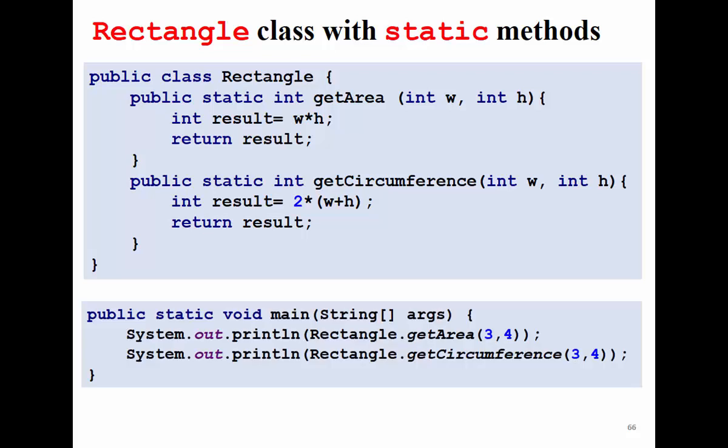You can see here on the main, I can use Rectangle, the name of the class, dot get area. Why can I use this? I didn't create any objects of rectangle. I can use the name of the class because get area is a static method. It simply takes width and height and calculates the area. So whenever you have a static attribute or a static method, you can interact with static methods and static variables with the name of the class. You don't need to create an object to interact with them.